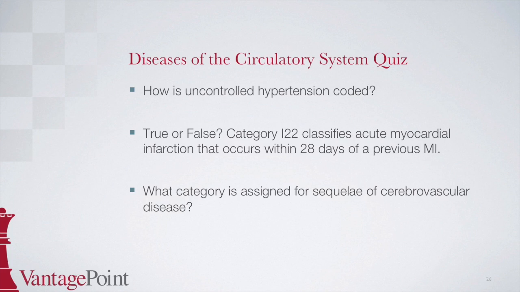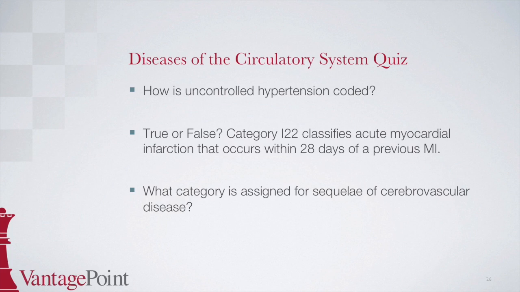And now it's time for our quiz. Our first question is, how is uncontrolled hypertension coded in ICD-10? Our second question is true or false. Category I22 classifies acute myocardial infarction that occurs within 28 days of a previous MI. Our final question is, what category is assigned for sequela of cerebrovascular disease? You can pause the webinar to write down your answers and then hit play to find out if you were correct.